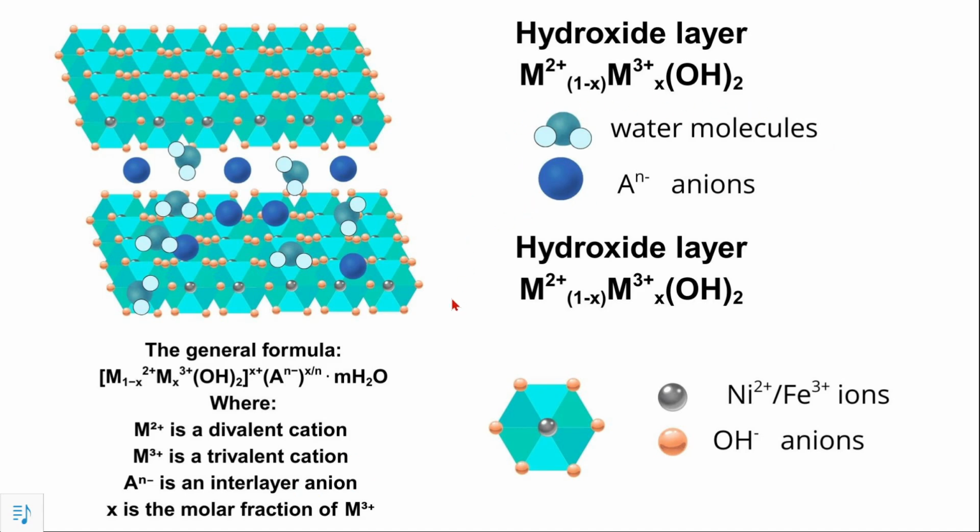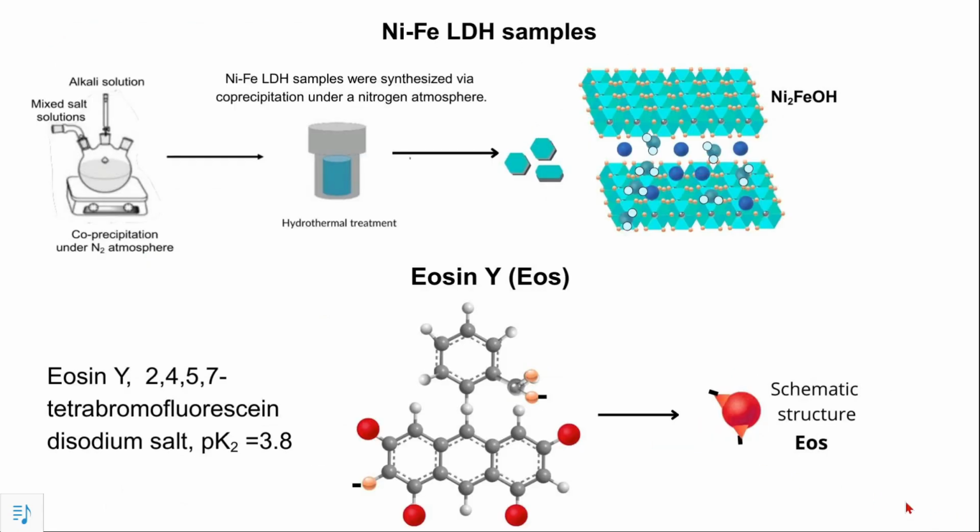LDHs are of great interest due to their unique sorption properties associated with positively charged hydroxide layers and their ability to exchange interlayer anions. In this study, we used LDHs composed of divalent nickel and trivalent ferrum cations in a 2:1 molar ratio. The dominant interlayer anion is hydroxide. Nickel-ferrum LDH samples were synthesized via co-precipitation under a nitrogen atmosphere.